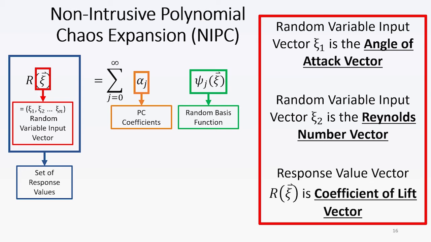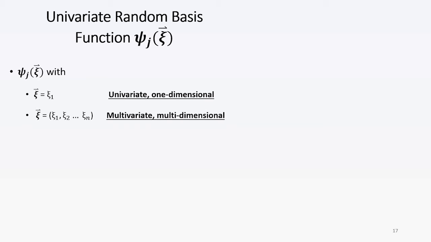is therefore known. This leaves us with the only unknown in the equation being the polynomial chaos coefficients, and deducing such coefficients allows us to input any combination of Reynolds number and angle of attack and get the coefficient of lift. The random basis function psi can be univariate or one-dimensional when having one random input vector, and multivariate or multidimensional when having two or more random input vectors.